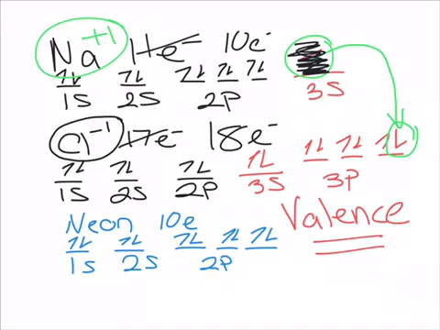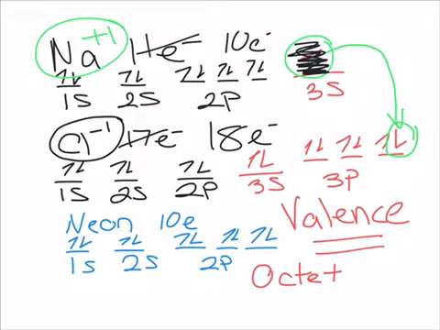We know those noble gases don't react with things because they have the stability that comes with an octet, or 8 electrons in the valence shell, the outermost energy level.